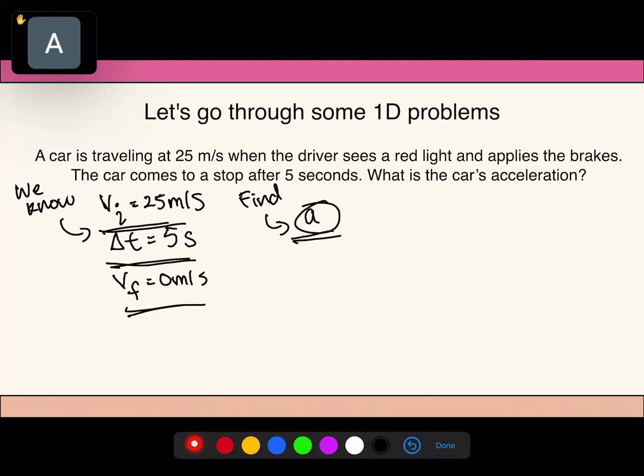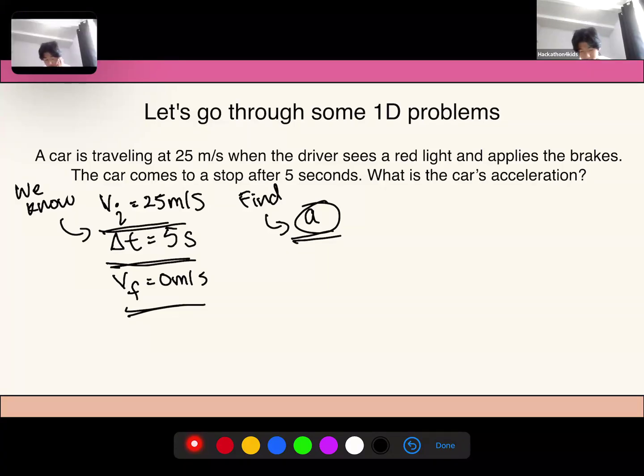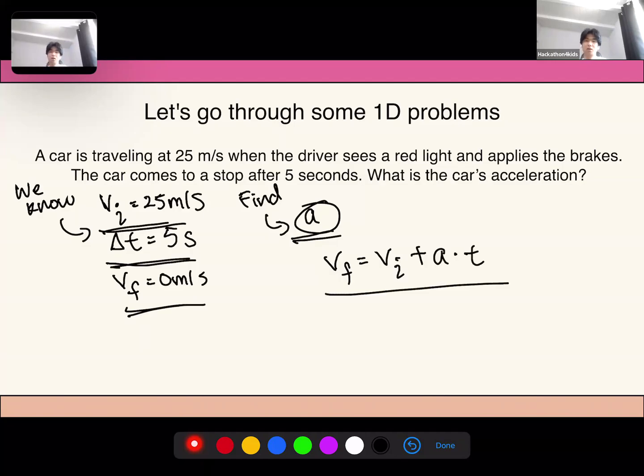Arjun, I know the answer, but I don't know the equations. Okay, so it'll be the one I proved, right? It would be final velocity equals initial velocity plus acceleration times time, right? It would be this one. Yeah, that is the first kinematic equation you guys need to know.